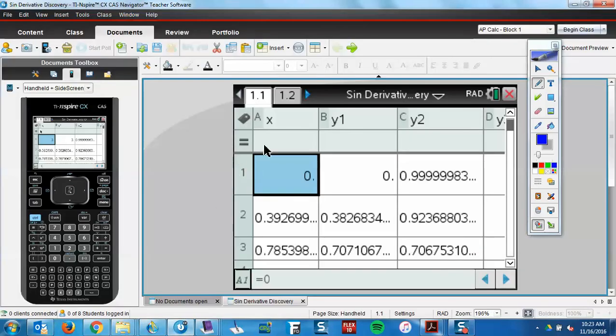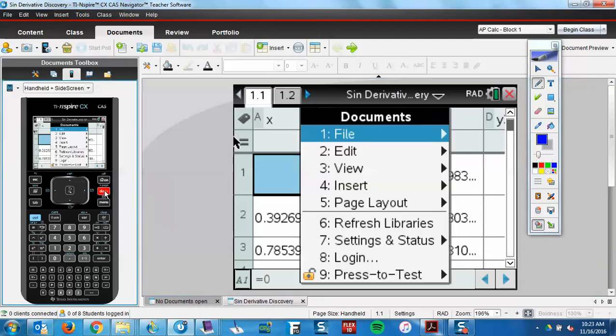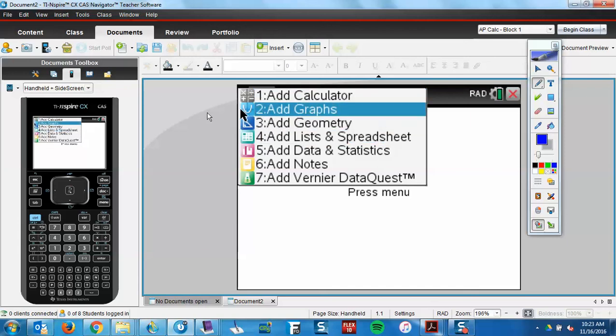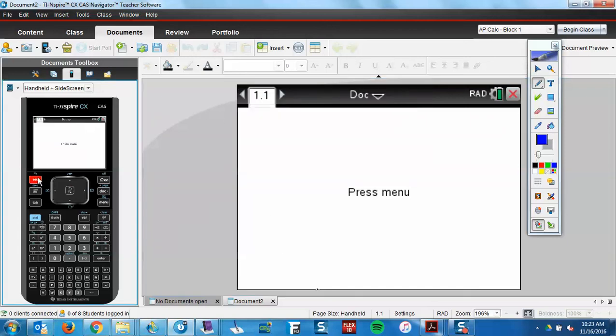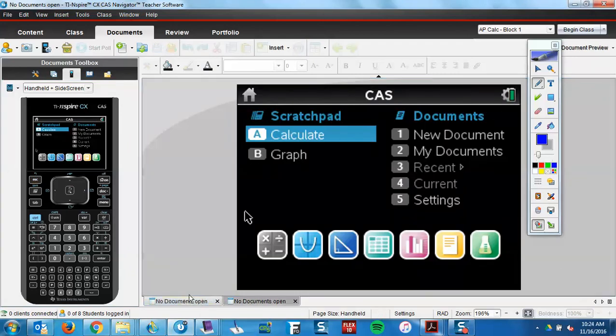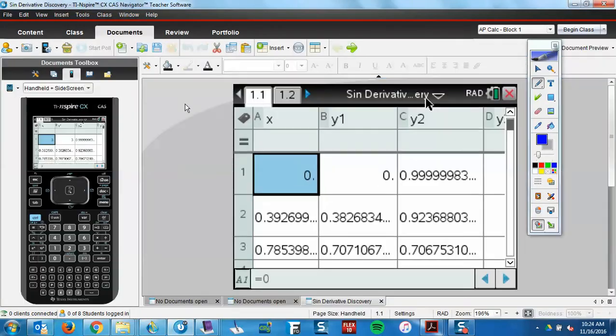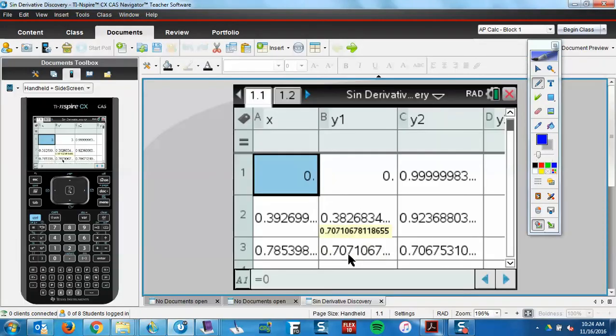Well, I want to show you something that's kind of cool. On your calculator, there's a spreadsheet document. I just went to here and went to new, and I grabbed a spreadsheet page. So let me get out of that. Oops. What happened to the one I was just on? Oh, shoot. I lost it. Okay, here it is. Put that back up. Okay, so I did a spreadsheet.